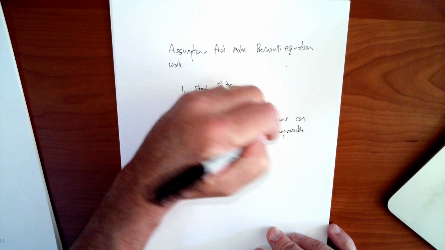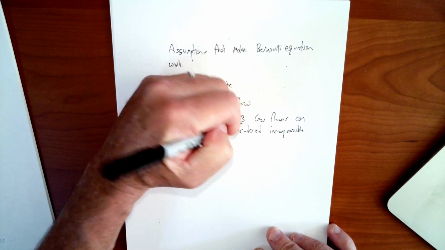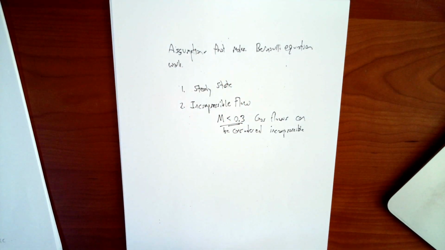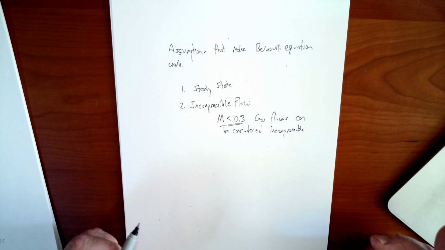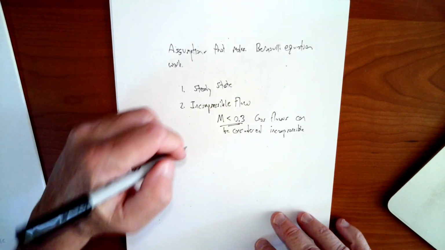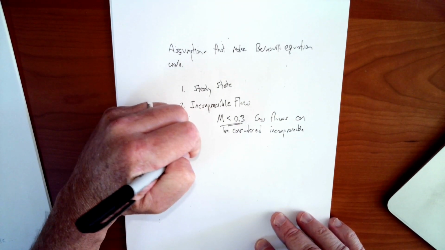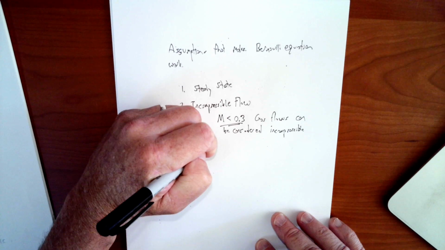Of course, they can be compressed. But if you have a flow with a Mach number of less than 0.3, that is less than 30% of the speed of sound in that gas, then you can treat it as incompressible, provided it's still isothermal. So as we said, we also have an assumption here that the flow is isothermal.